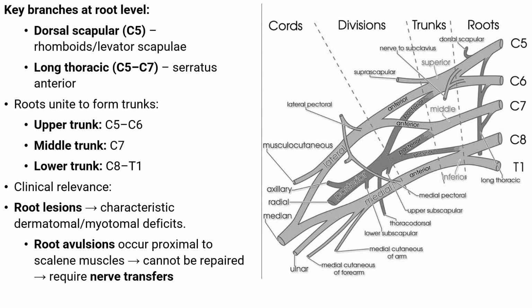At the root level, key branches arise early, including the dorsal scapular nerve to the rhomboids and levator scapulae, and the long thoracic nerve to the serratus anterior. The roots then combine to form the upper, middle, and lower trunks. Injuries at this level cause characteristic motor and sensory deficits, and when roots are avulsed proximally near the spine, they cannot be repaired directly, making nerve transfers essential for restoring function.